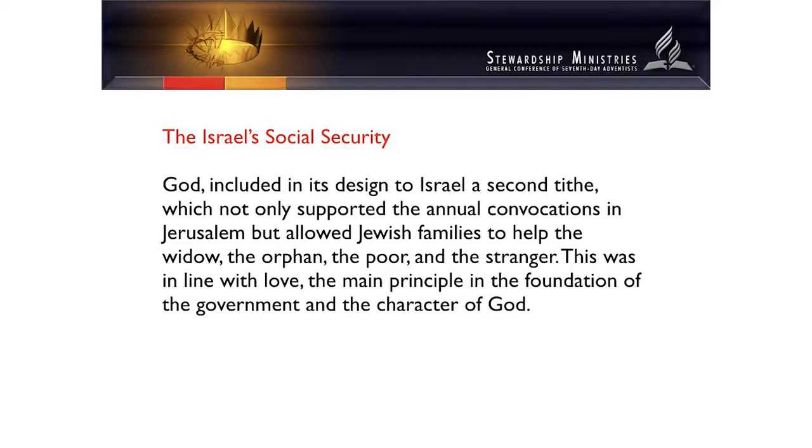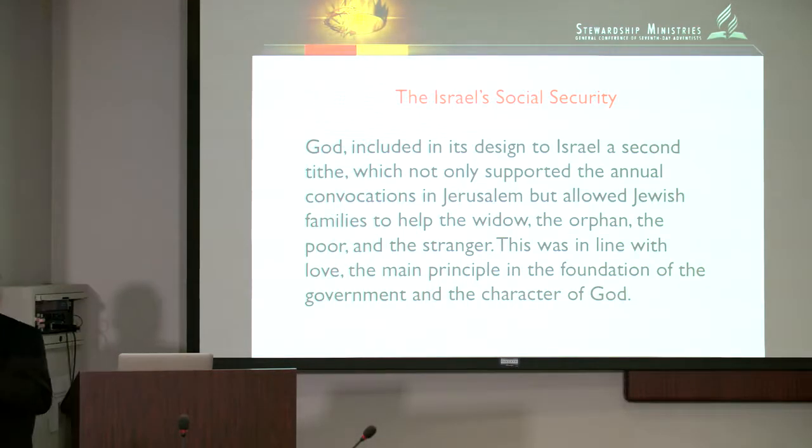And also to help the widow, the orphan, the poor, and the stranger. This was in line with love, the main principle and the foundation of the government and the character of God. So you can see the wisdom of God, because the first tithe is showing our love to God, but the second tithe is showing our love to our neighbors. You know that the law is divided in these two principles.